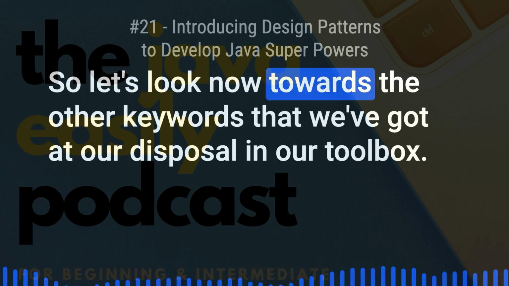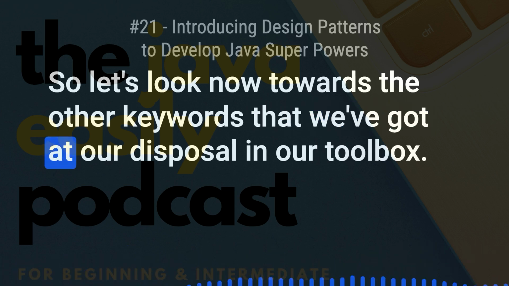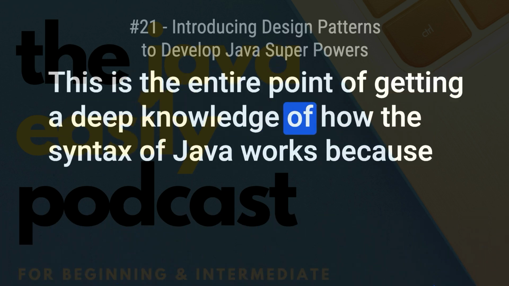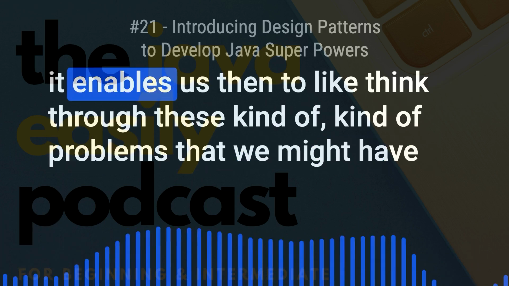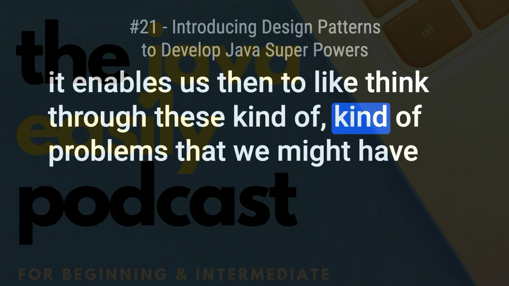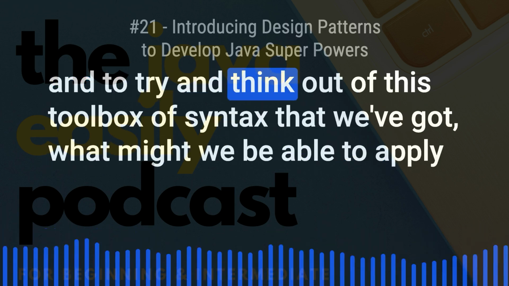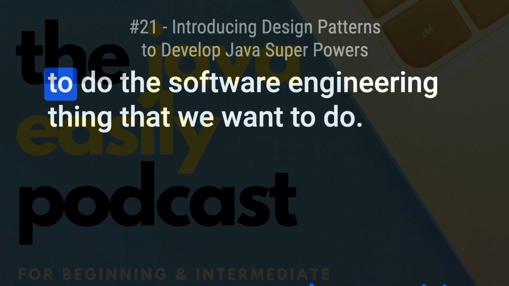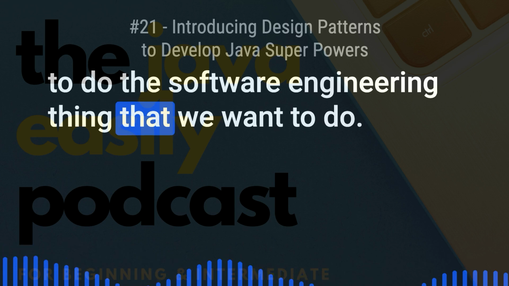So let's look now towards the other keywords that we've got at our disposal in our toolbox. This is the entire point of getting a deep knowledge of how the syntax of Java works, because it enables us to think through these kinds of problems and to think, out of this toolbox of syntax, what might we be able to apply to do the software engineering thing that we want to do?